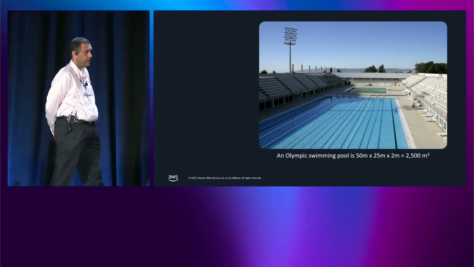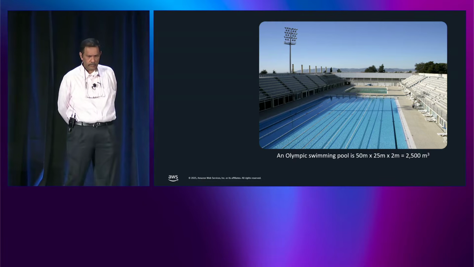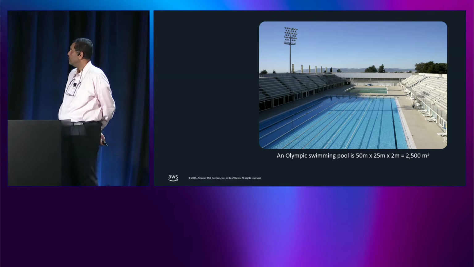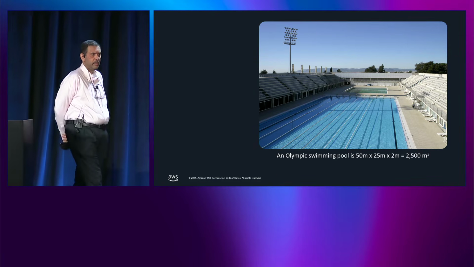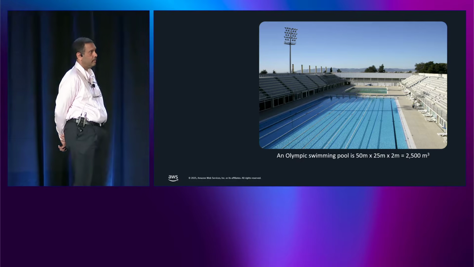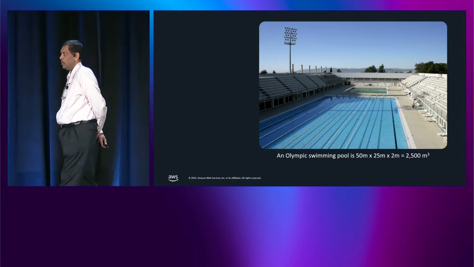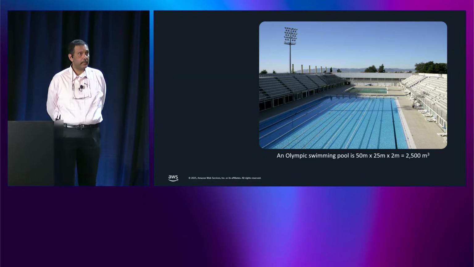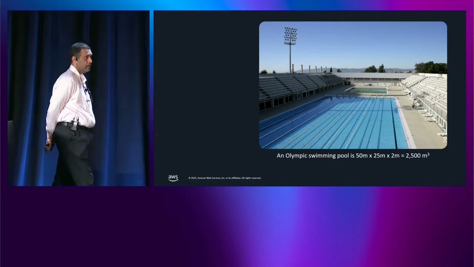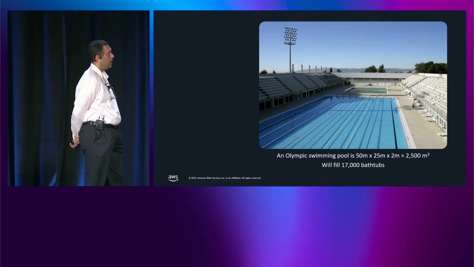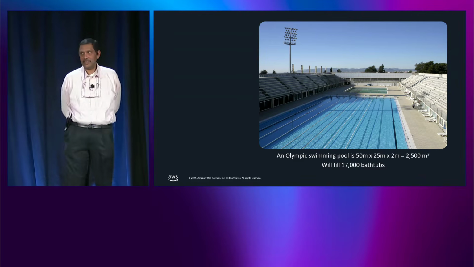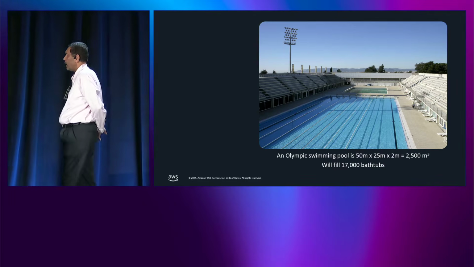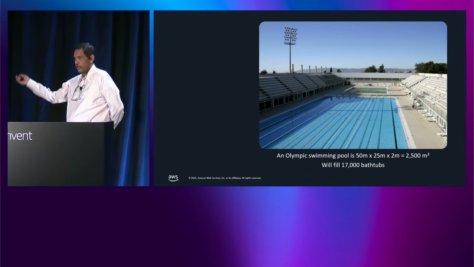I've talked about scale several times. This is an Olympic swimming pool. Apparently, this is in Barcelona. It is 50 meters by 25 meters by 2 meters. Now, most people in most parts of the world understand 2,500 cubic meters. But in the US, we don't do things that way. We have to tell you how big things are in terms of football fields or jumbo jets. So for all of us here, this is 17,000 bathtubs, metric bathtubs, ostensibly. So let's assume you take all the water out of the pool and you fill your 17,000 bathtubs.